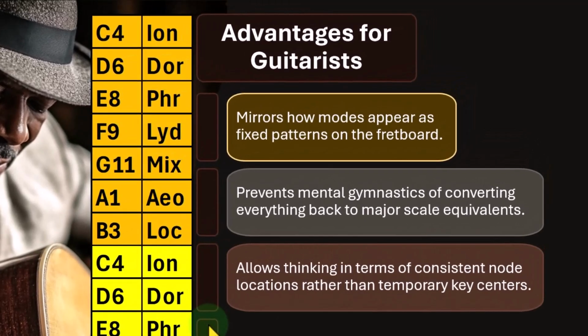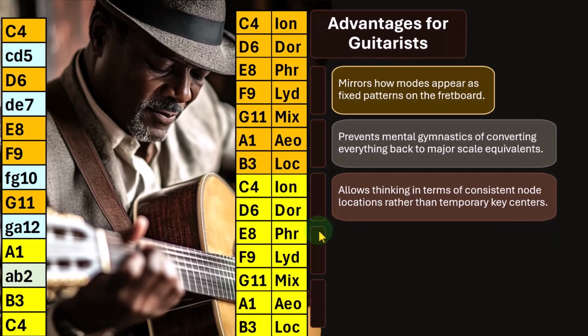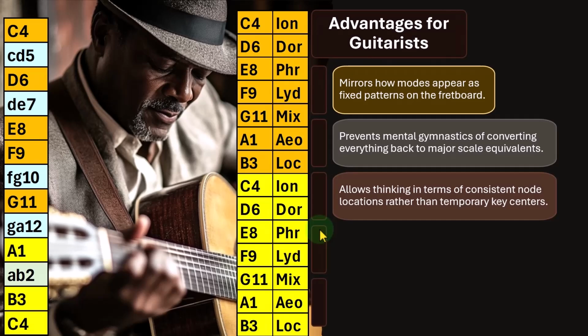So we shouldn't have to look at all the modes and convert the intervals and so on back to a major for comparison. We would like to learn the modes themselves, and also we shouldn't have to be renumbering all of our chord systems on a scale degree basis in order to build the chords. That's mental gymnastics that you don't need. You can remove it by not renaming the numbering system on a scale degree basis. It allows thinking in terms of consistent node locations rather than temporary key centers.